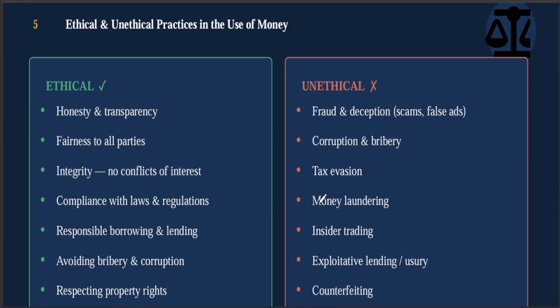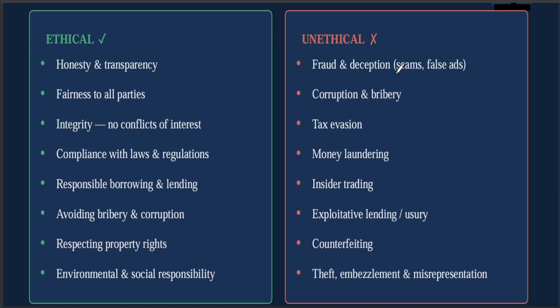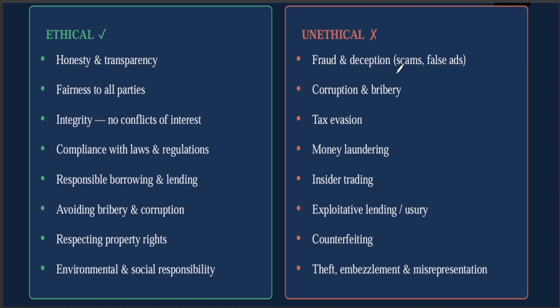Now there are also unethical practices in the use of money, and that includes, the first one is fraud and deception. So you see many people these days get their money using frauds and deception. There's also corruption and bribery, and sometimes because someone has a lot of money, he can evade tax. And there's also money laundering, where they are tempted to steal people's money. And there's also insider trading, exploitative lending and counterfeiting. Then last but not least, theft, embezzlement and misrepresentation.